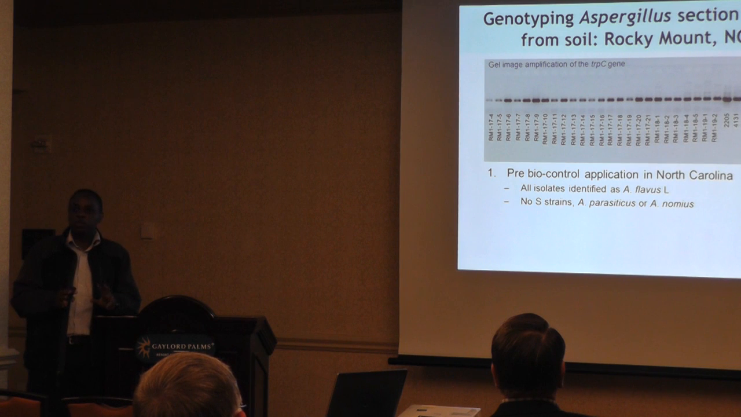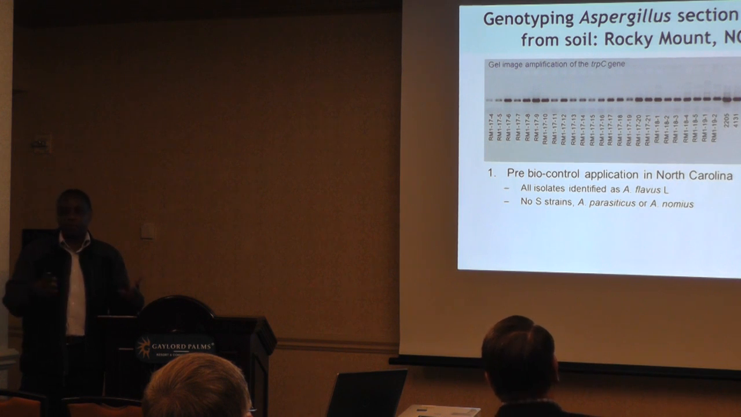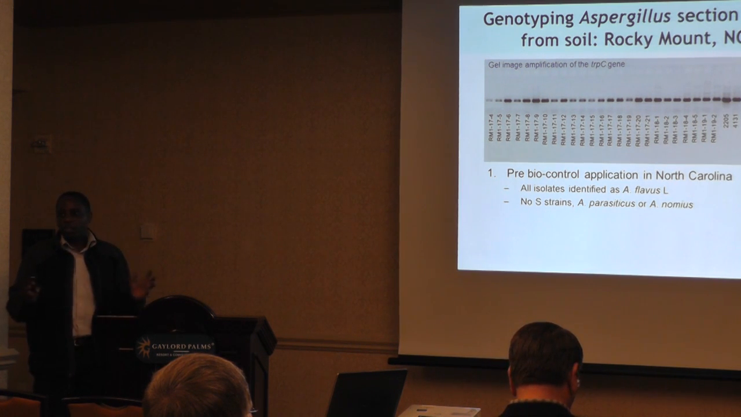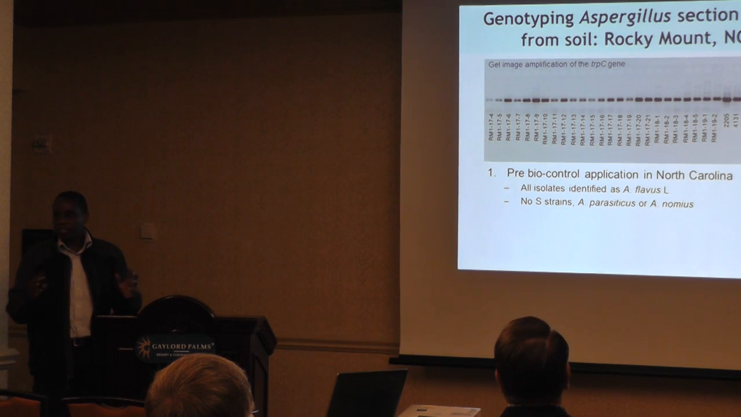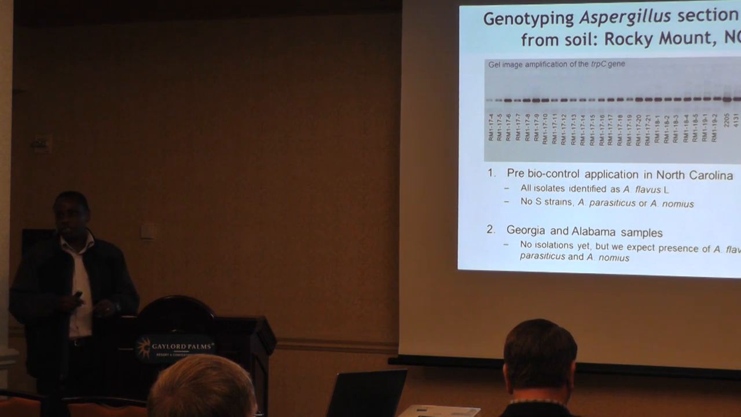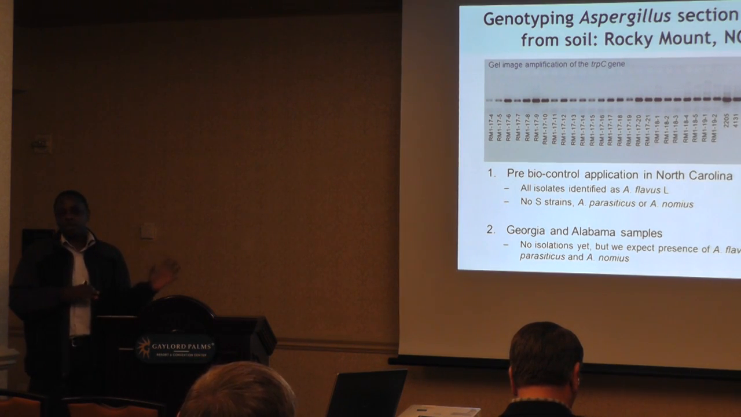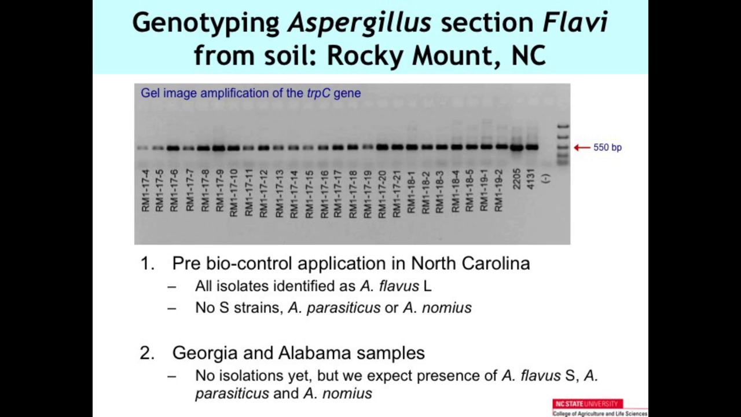This is for the pre-biocontrol application sample. This is a sample that the biocontrol had not yet been applied, kind of like the baseline. In North Carolina, all of them turned out to be L. We didn't get any S, we didn't get any parasiticus or Nigri. We are still working on the samples from Georgia and Alabama. She's been working very hard to get this going. But we expect to see a little bit different picture there, because based on previous studies, we have reports of S showing up in Georgia or Alabama, for example, while parasiticus was unknown. So we expect a different scenario, although that's not completed yet, a little bit different from what we have in North Carolina.